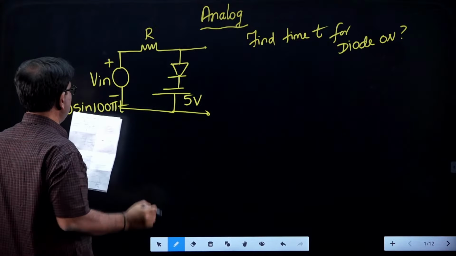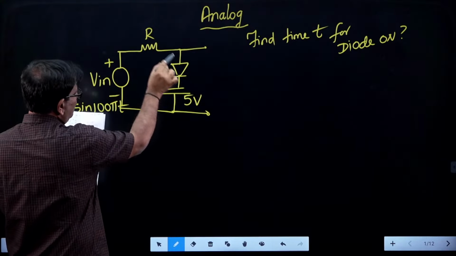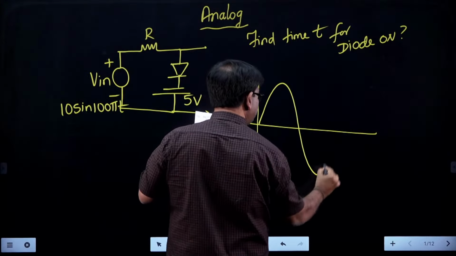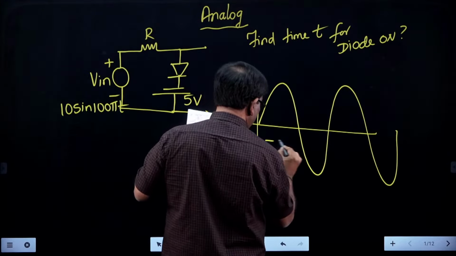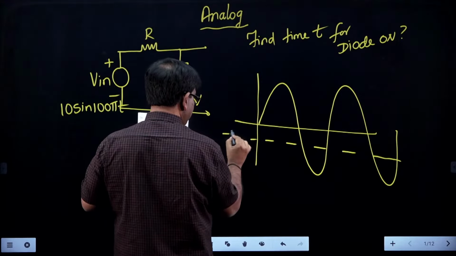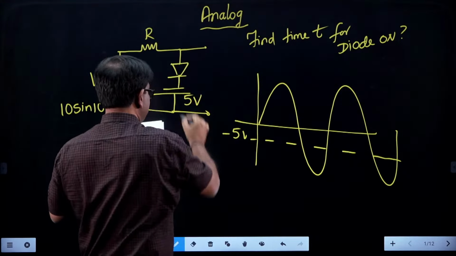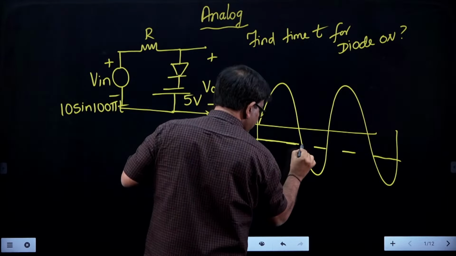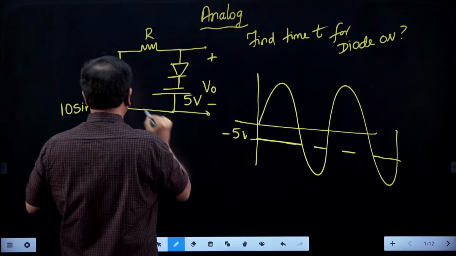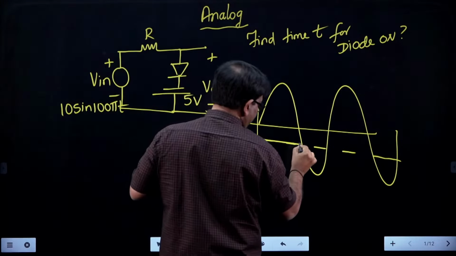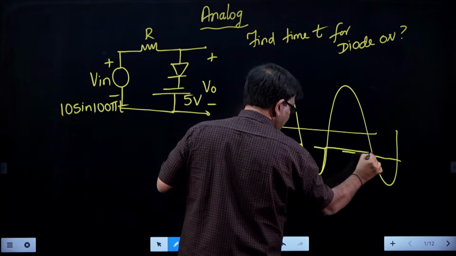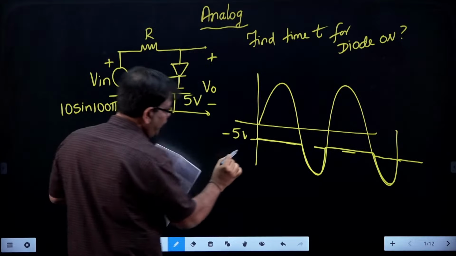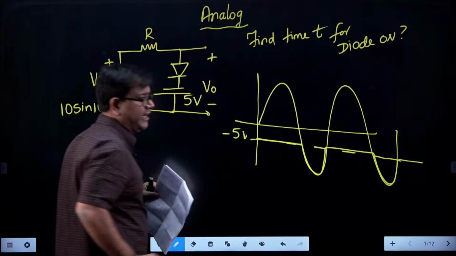Okay. So now we know whenever the anode voltage is greater than cathode voltage, diode is on. When the diode is on, the output is restricted to minus 5 volts. If Vin is less than minus 5, diode is off, output follows input. Now what is the question? The question is you have to find the duration for which the diode is on.